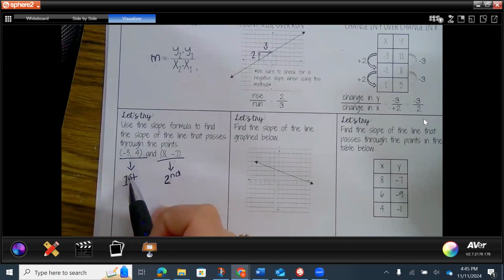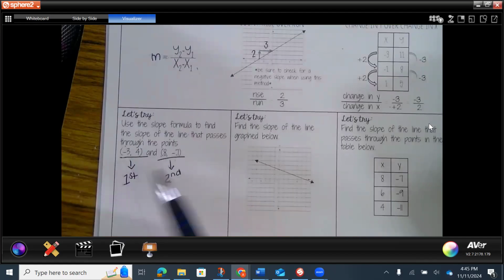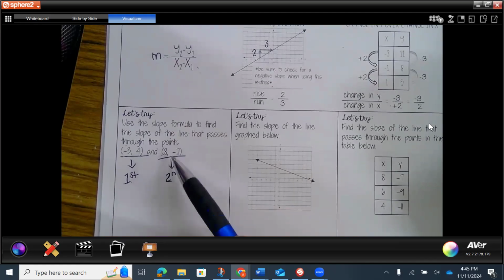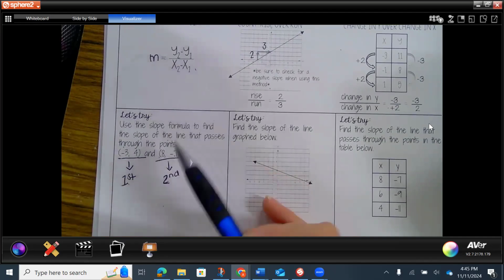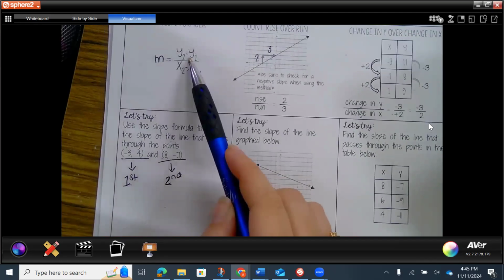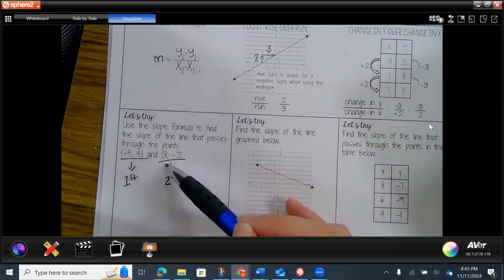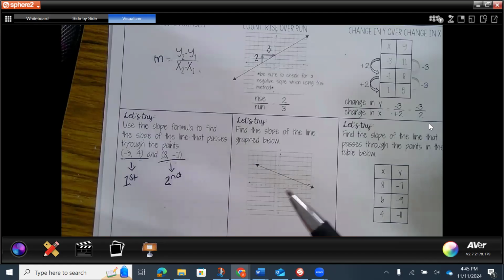If they gave me the points in opposite order, then it would switch. This one would be my first, this one would be my second. The slope would still be the same. But what I want you guys to always do so that you don't make a mistake is whichever one they tell you first, make that your first one. Whichever one they tell you second, make that your second one. So if it says y2, it wants the y value from your second point. y1 is your y value from your first point. x2 is the x value from your second point. x1 is your x value from your first point.